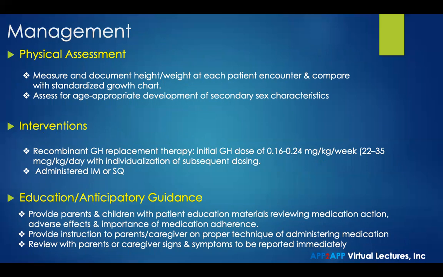Interventions, you're going to replenish the growth hormone by recombinant GH replacement therapy. The initial growth hormone dose is 0.16 to 0.24 milligrams per kilogram per week, in divided doses, that's 22 to 35 micrograms per kilogram per day, with individualization on subsequent dosing, and usually it is based on repeat serum evaluation. The recombinant GH replacement therapy can be given either through IM or sub-Q injection.